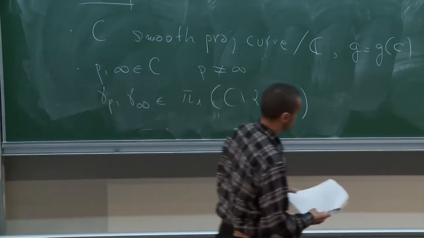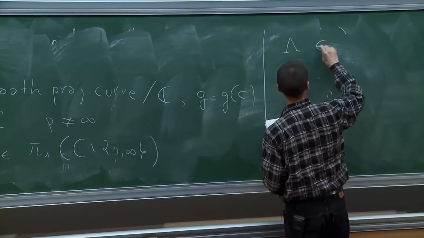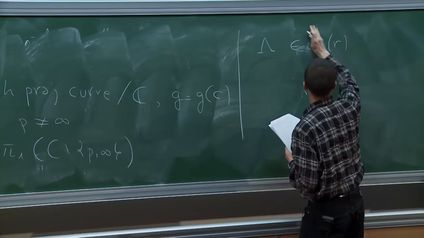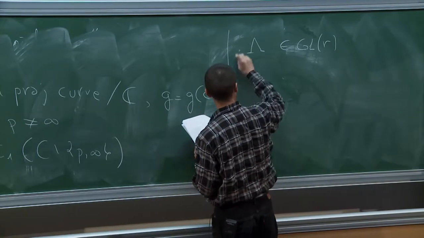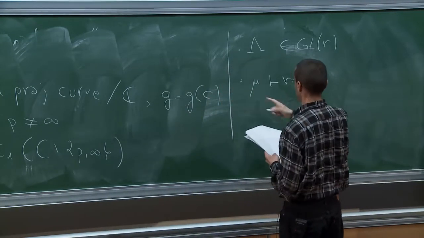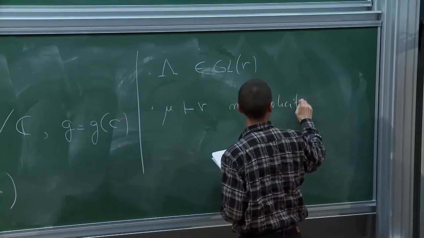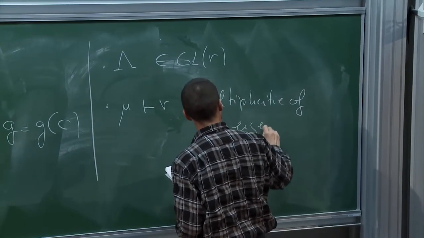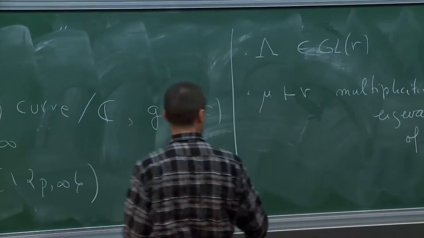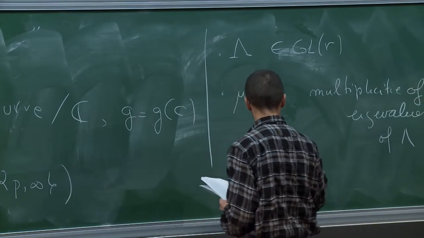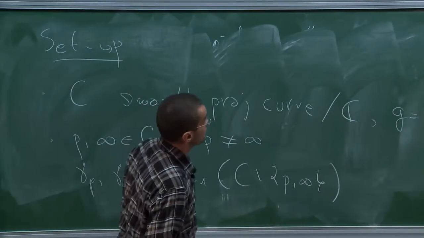And then we need to specify some more data. So we have to fix a diagonal matrix lambda. It's all complex numbers, so I'm not going to keep writing complex numbers. An invertible diagonal matrix. Mu is going to be a partition of r. This is the partition determined by multiplicities of eigenvalues of lambda. And now finally, an integer e coprime with r. So e is just some integer coprime with r.